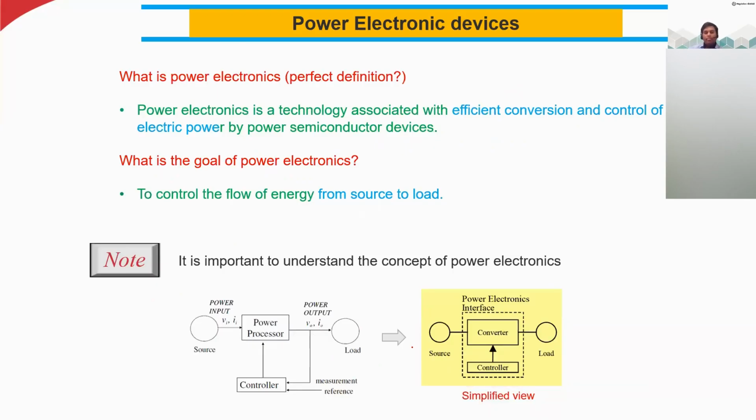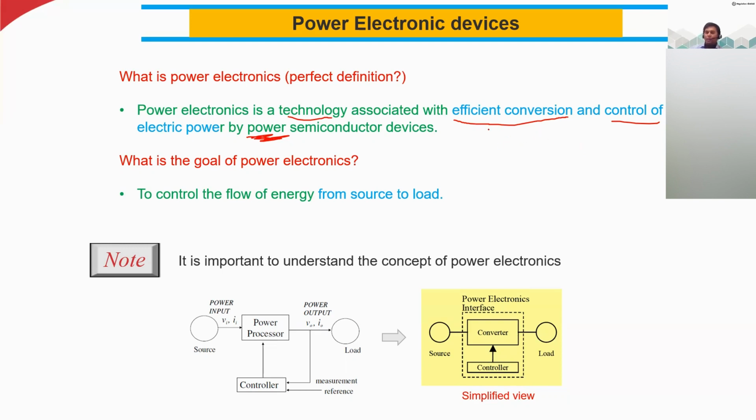Now let us continue. If you ask me the definition, power electronics is a technology associated with efficient conversion and control of electric power by using power semiconductor devices. Because in analog electronics also we are using semiconductor devices, but they are signal semiconductor devices. I am not talking about diodes, BJTs, MOSFETs. I am talking about power diodes, power BJTs, power MOSFETs, and so on, because we are using these for high power applications. So please remember, this is the definition for power electronics.